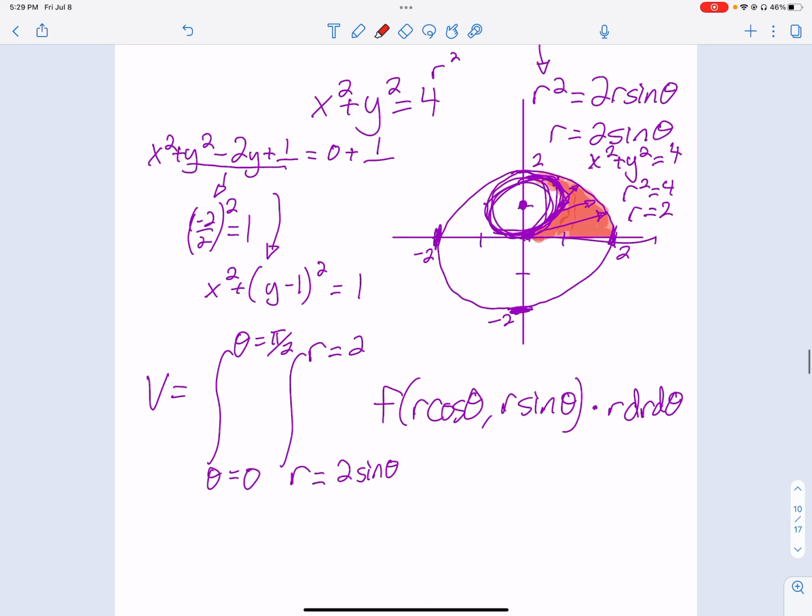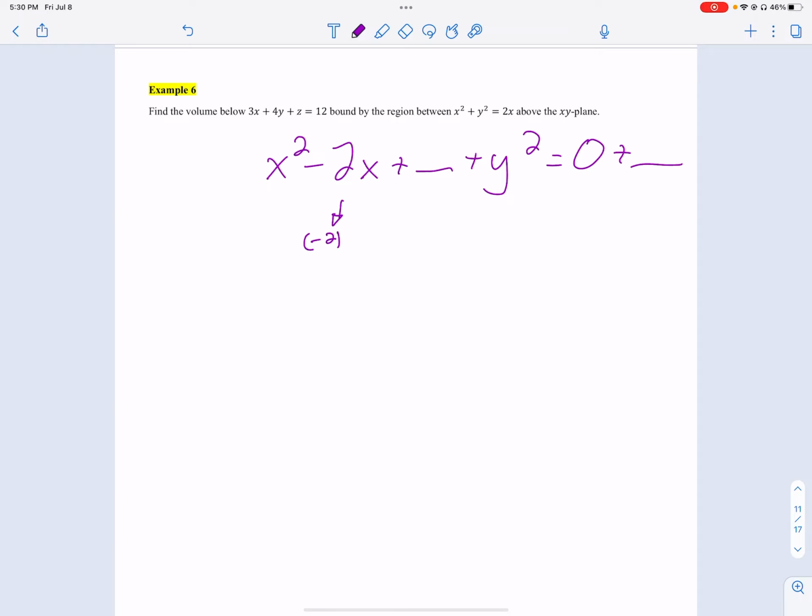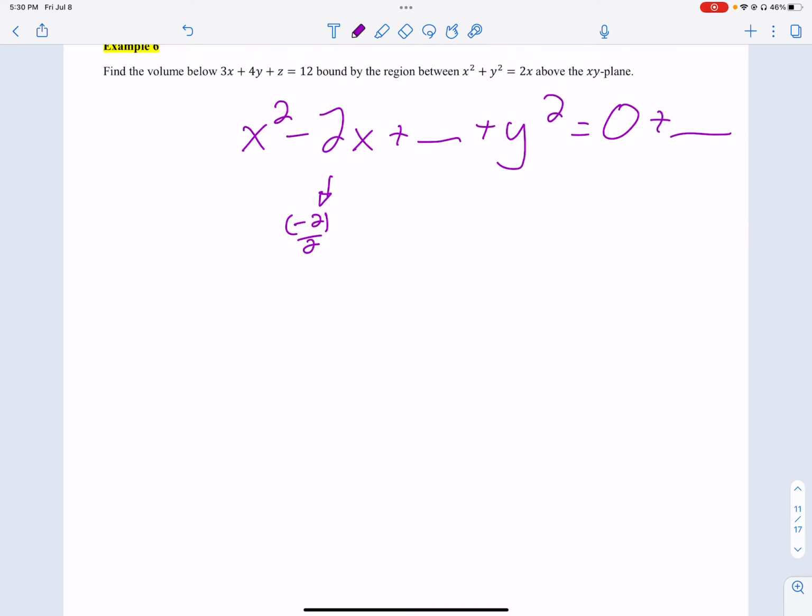This one will have an actual surface. It says find the volume below, bounded by the region, above the xy plane. Okay, so let's try to get a shape here. I have x squared plus y squared. Taking that equation, minus 2x. So let's put that here: minus 2x plus blank plus y squared equals, I move that over, plus blank. You take negative 2 and divide by 2.